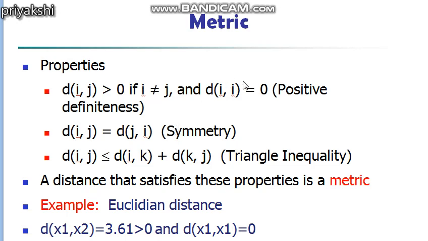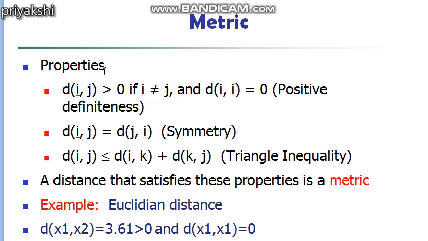The first one is known as positivity, the second one is known as symmetricity, and the third one is known as the triangular inequality. Most distance measures possess all three properties, or some of them may possess only one or two of the three properties. So we will have to look at them one by one.